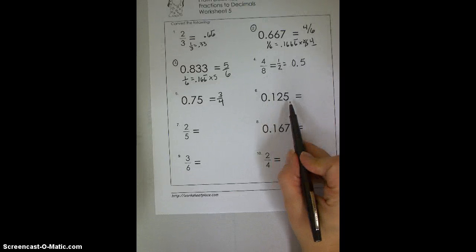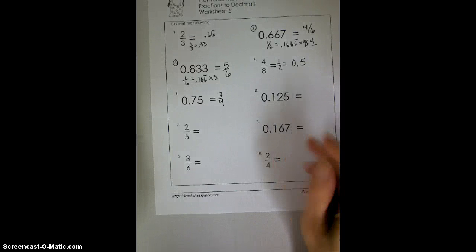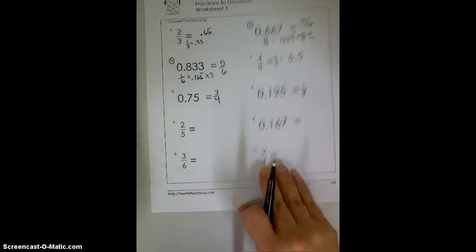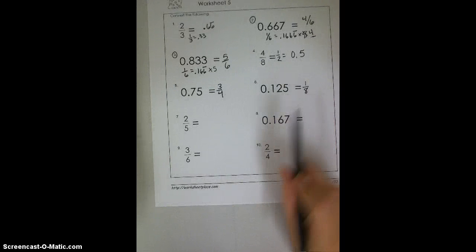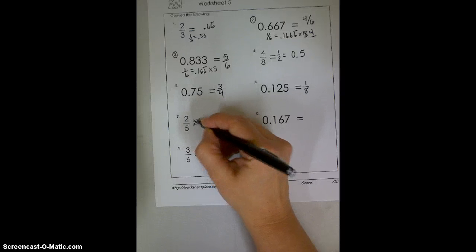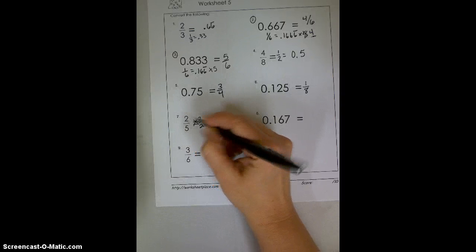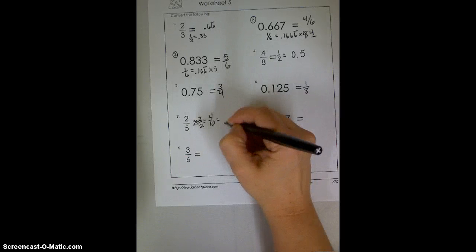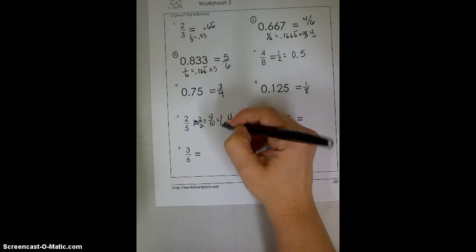0.125, that was one of those that you just had to memorize. I know the kids in my WIN time group made a poster, and you should be working on that in your WIN time also. That was 1/8. It's one you have to know. You have to have it just memorized. 2/5, we can multiply that by 2/2. You can also do this mentally and get 4/10, which can easily be converted to 0.4 as a decimal.